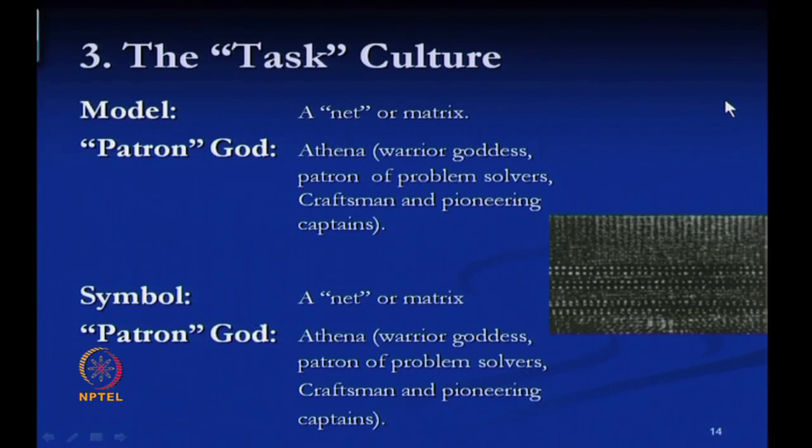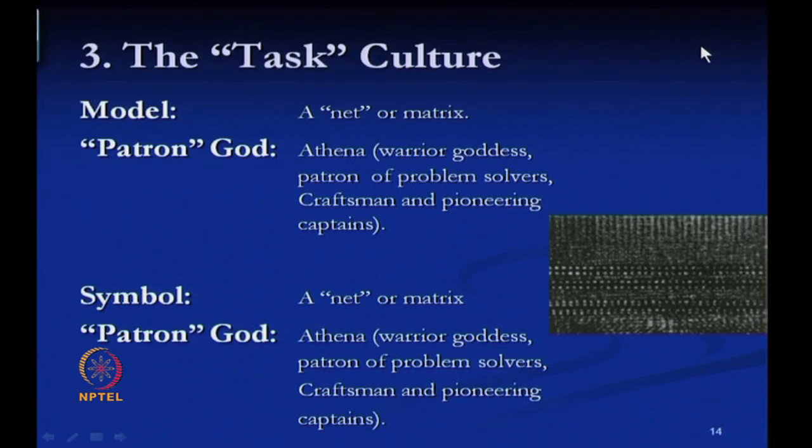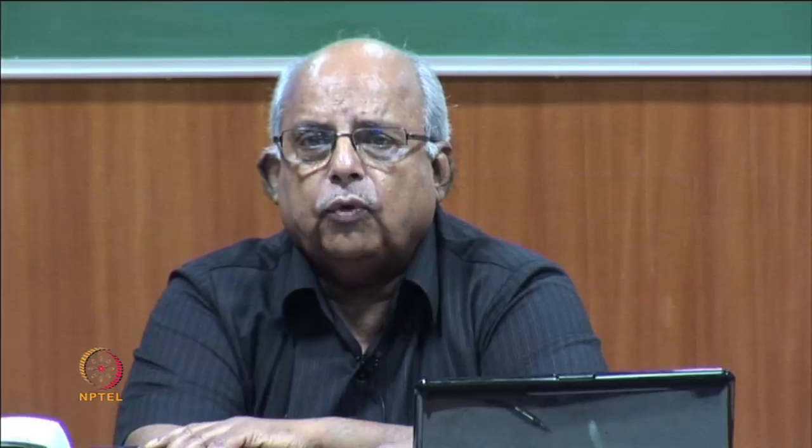Now, compare this to the task culture, and you have a net or a matrix here. The patron god is Athena, the warrior goddess, patron of problem solvers, craftsmen and pioneering captains, and the symbol is a net or a matrix. Athena herself was, as I have already told you, a warrior goddess, patron of problem solvers. But then this is a different kind of an organization altogether from what I have been elaborating so far.